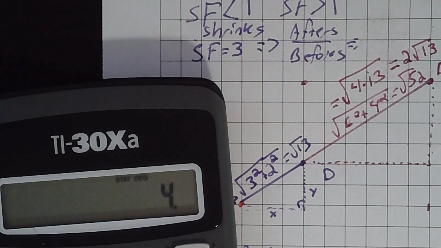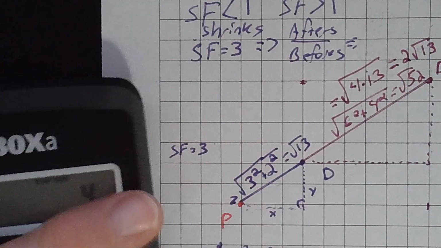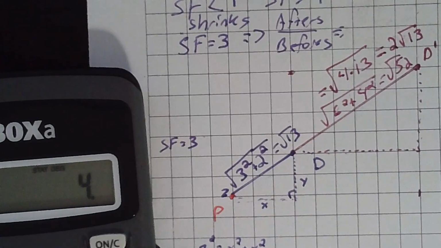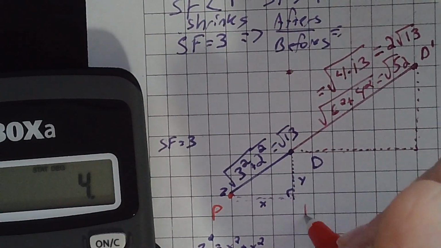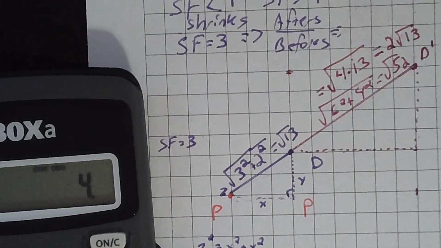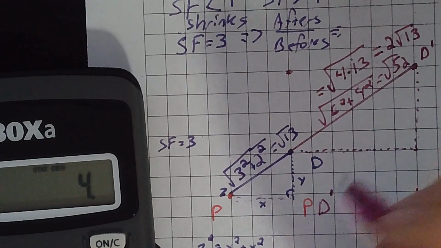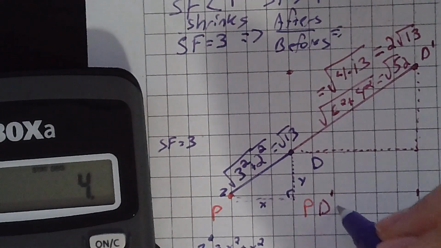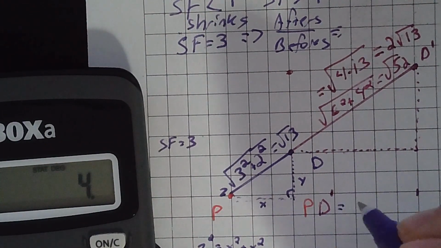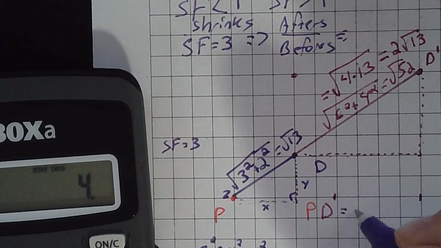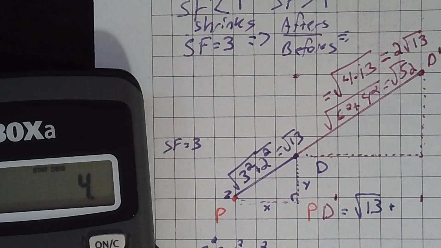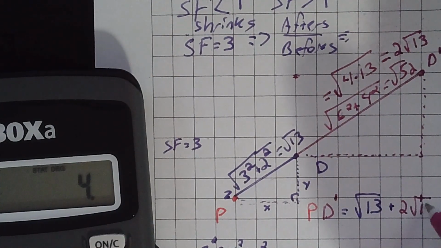Okay, that's some algebra. Now if you didn't figure it out, your entire distance from P to D prime equals your purple line, which was the square root of 13, plus your burgundy line, which was 2 square root of 13.